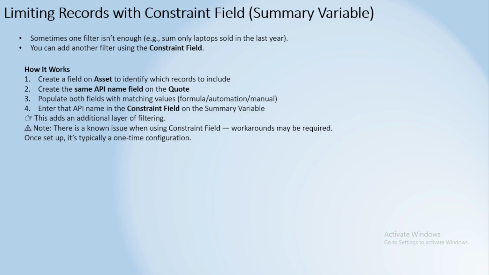It means that whatever checkbox value is there on the included or excluded assets, the same value will be populated here on the quote. Now on the summary variable, I can use the constraint field and give that API name which is on the quote. This is the additional layer of filtering. Where I get the value true, it will include those values, otherwise it will skip those values. So this is a way to give the final filter with the help of the constraint. Clear?